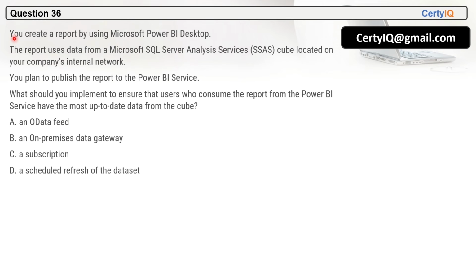Question 35. You create a report by using Microsoft Power BI Desktop. The report uses data from a Microsoft SQL Server Analysis Services, means SSAS cube, located on your company internal network. You plan to publish the report to the Power BI service. What should you implement to ensure that users who consume the report from the Power BI service have the most up-to-date data from the cube? So we will use an on-premises data gateway, right? B is the correct option here.